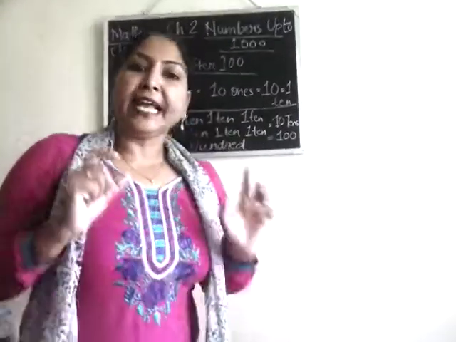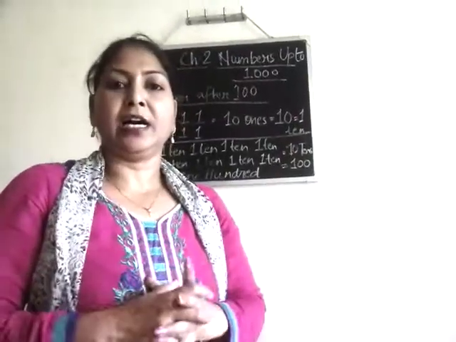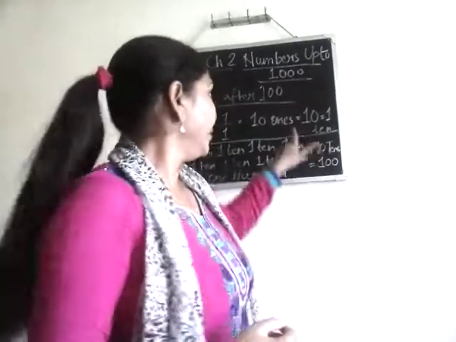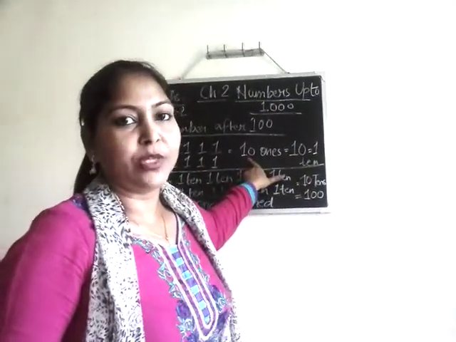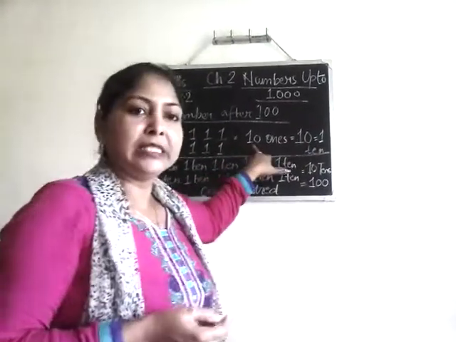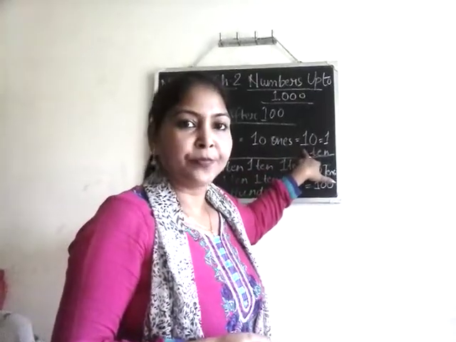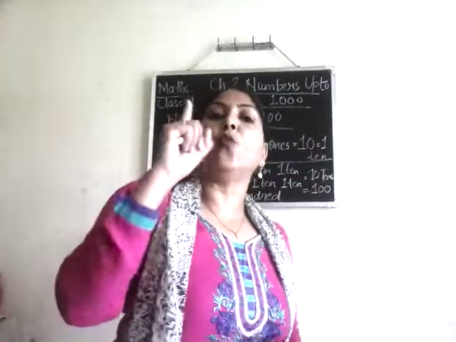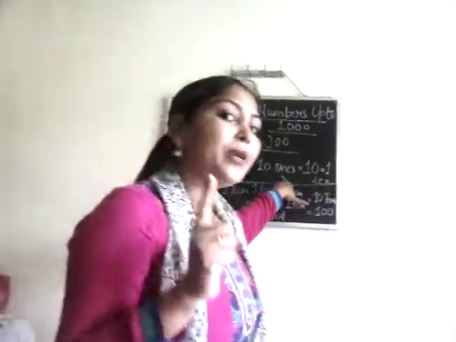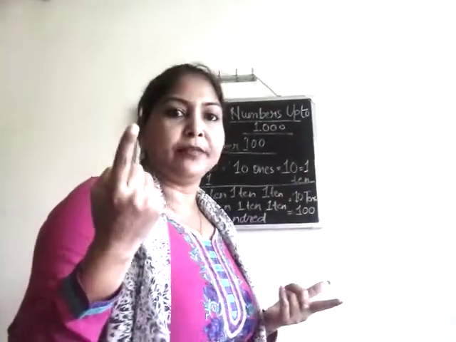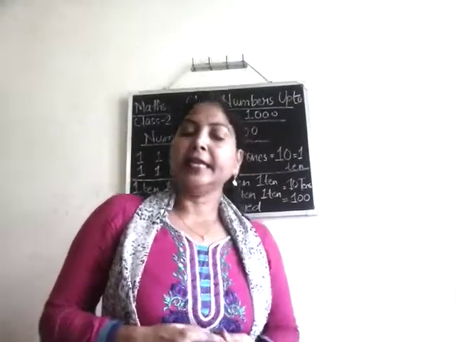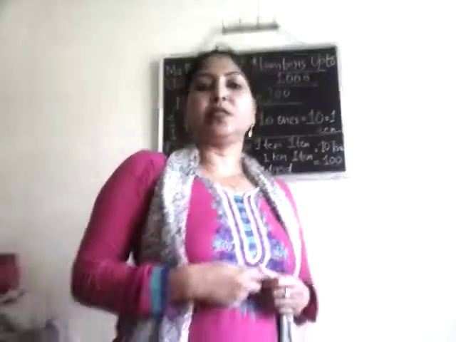Now 10 ones, when they are added up, form 10 ones. Means how many ones are there here? There are 10 ones. So 10 ones is equal to 1 ten, and it is also equal to 10. That means 10 ones is equal to 10. And how many tens are here? It will be only 1 ten. Fine. Now, if 1 ten equals 10, then 2 tens equals 20, 3 tens equals 30.